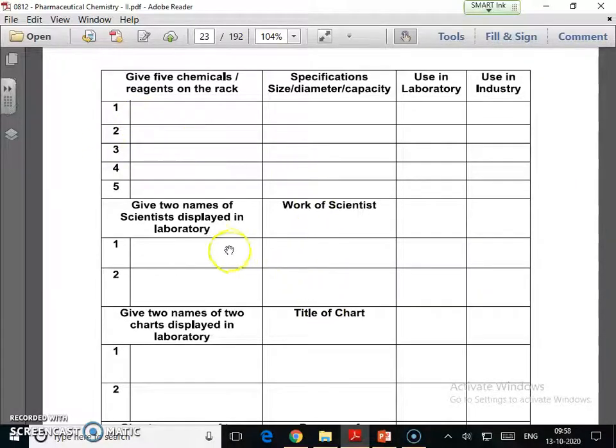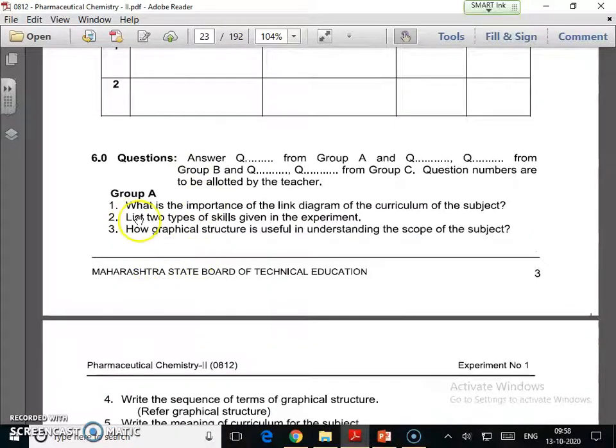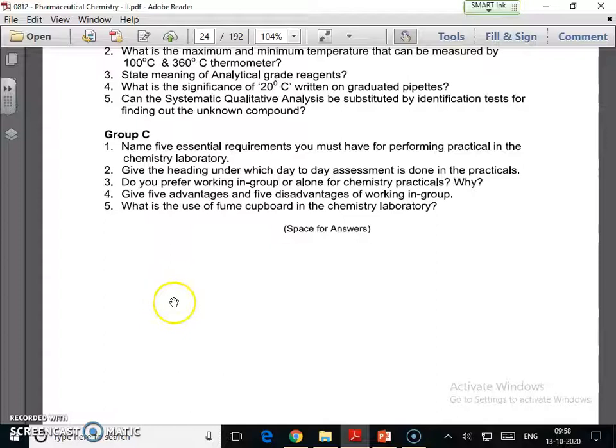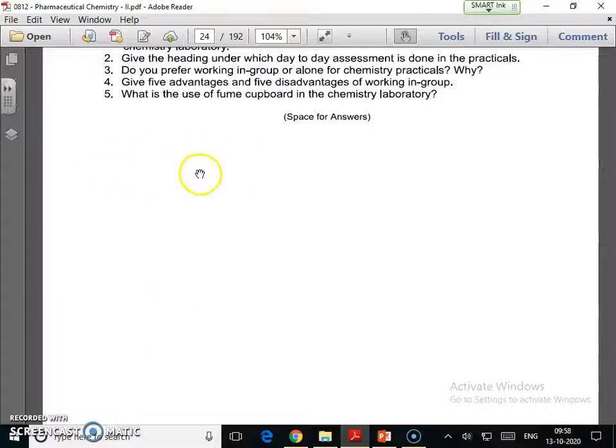For the further items you don't have to complete them; you can just write the names of chemicals which may be present in the laboratory. As per your previous experiment, you already visited the pharmaceutical chemistry 2 lab, so you can write which types of chemical reagents are kept and in which capacity, as per your convenience. The next things will not be there, because you are not physically visiting the laboratory. There are some other questions from group A, group B and group C, which you have to complete in your own handwriting in the space provided for the answers.